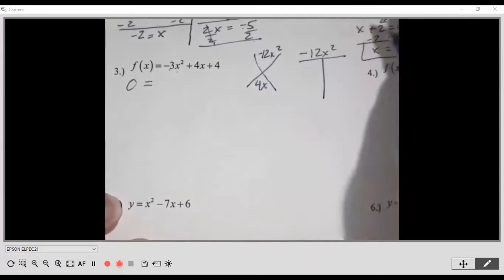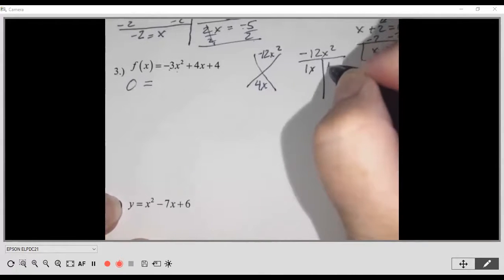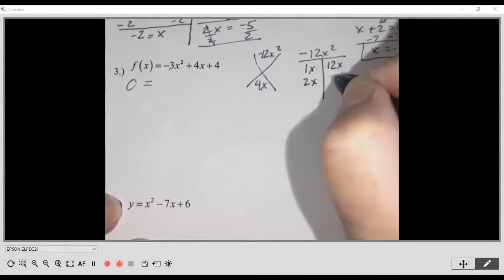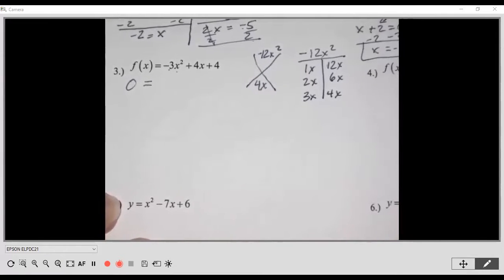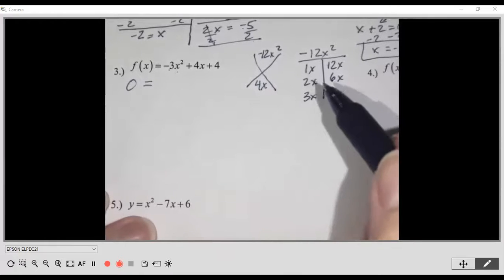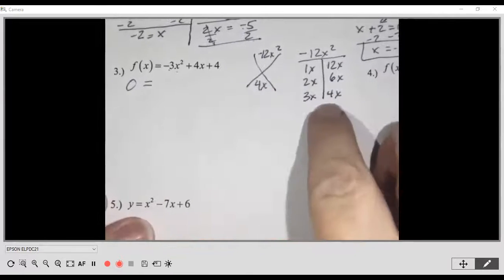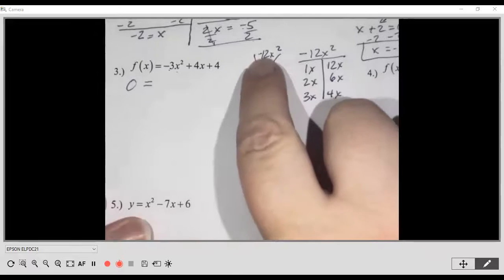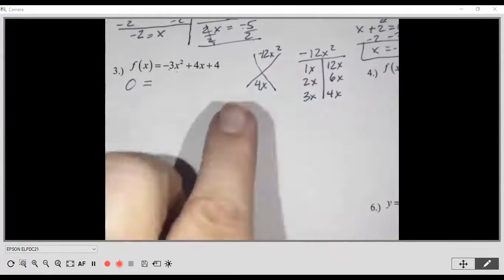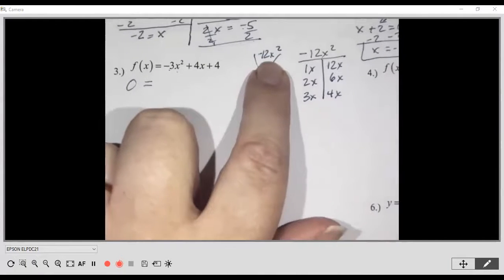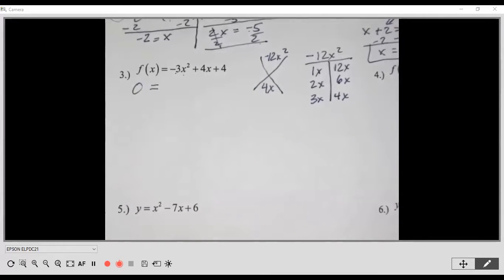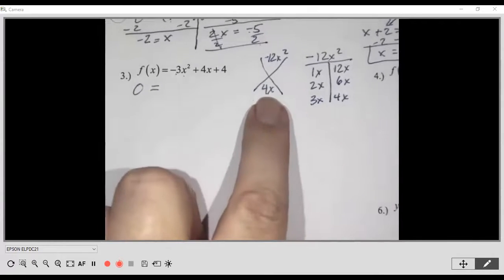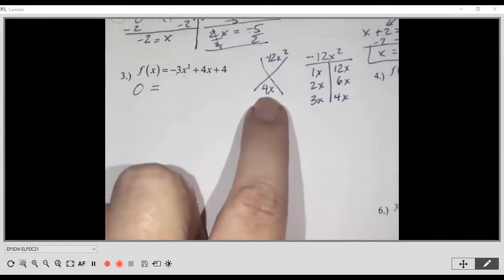I'm going to ignore the x or the negative for a moment. So 1x and 12x, 2x and 6x, 3x and 4x. Okay, next. So then we want to see which of these, we have a negative answer. So in order to have a negative product, one number has to be negative, and one number multiplied has to be positive. And then our sum, when we add them together, is a positive 4x.